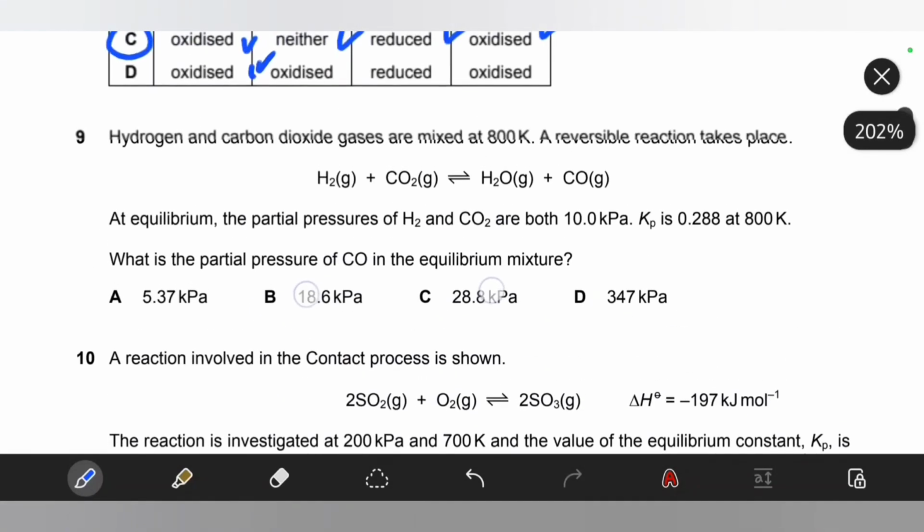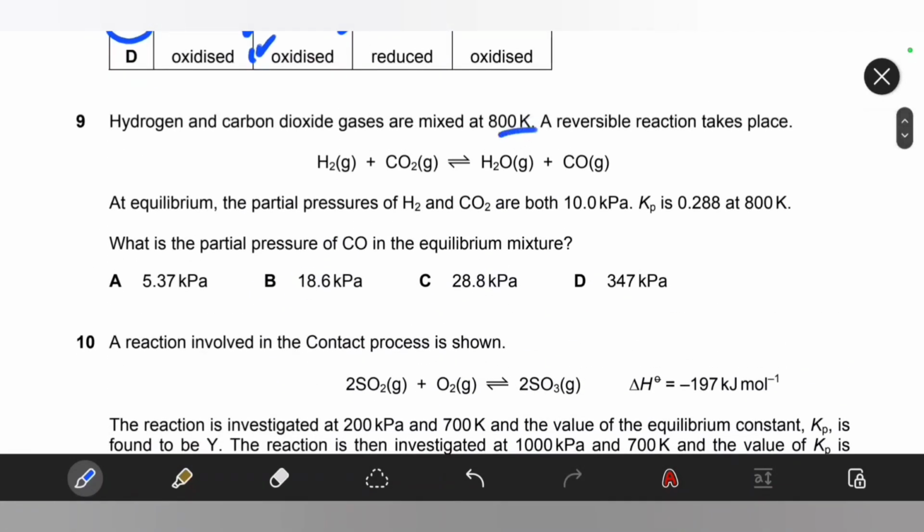Hydrogen and carbon dioxide gases are mixed at this temperature. A reversible reaction takes place. At equilibrium, the partial pressures of H2 and CO2 are both 10 kilopascals. Kp is given to us. What is the partial pressure of carbon monoxide in the equilibrium mixture?